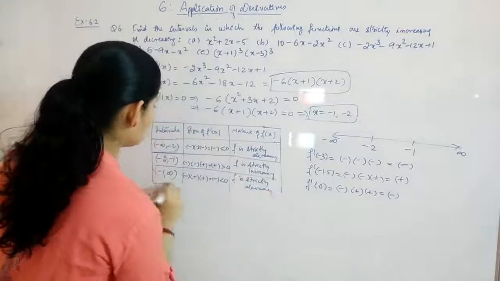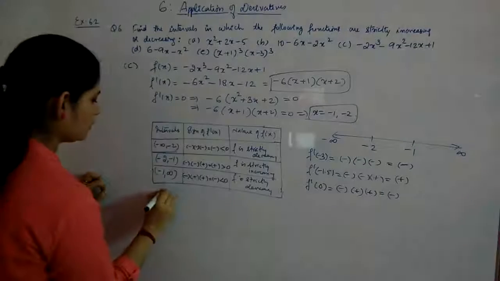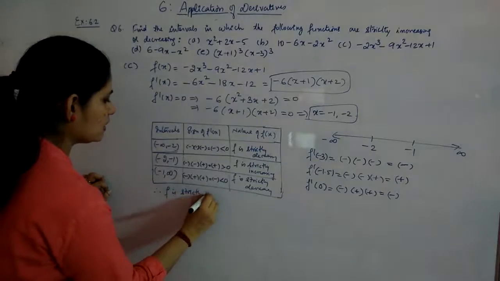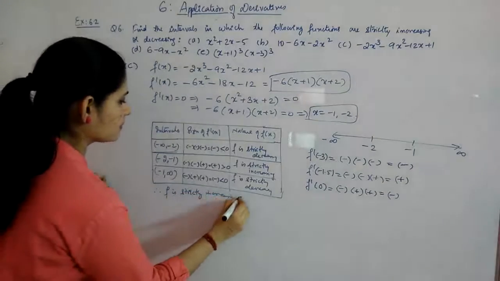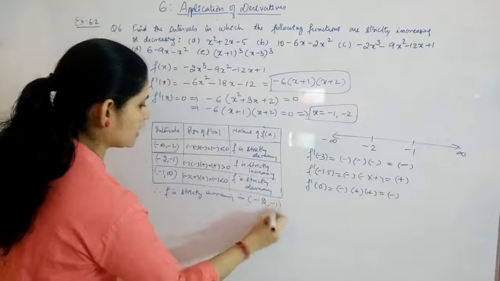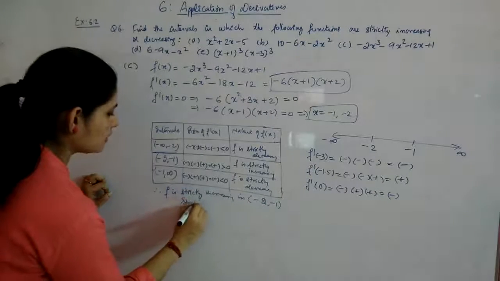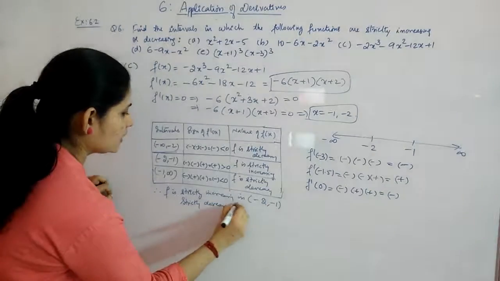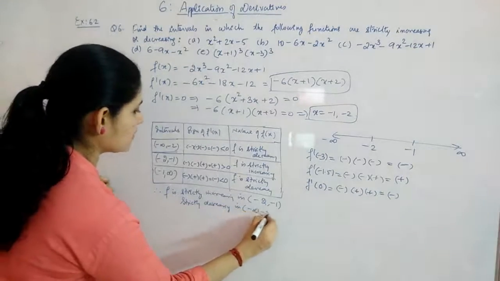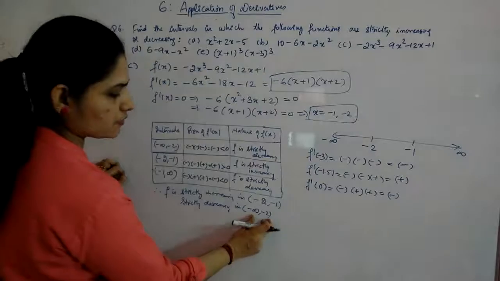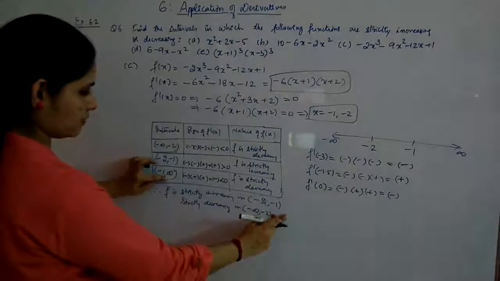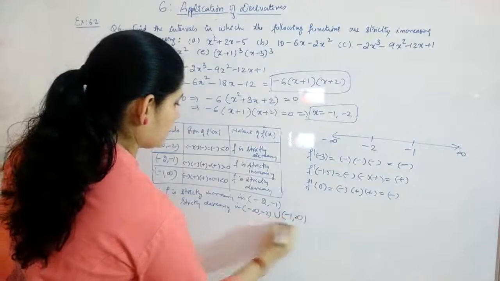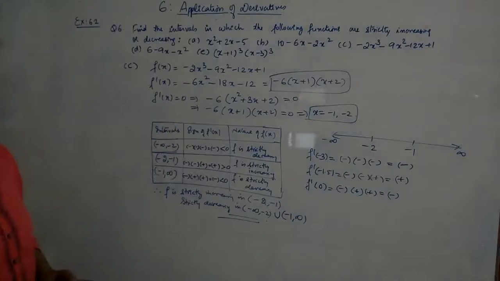Now we have to combine all the three. Therefore, f is strictly increasing in the interval -2, -1 and strictly decreasing in the interval -infinity, -2. Either you can write -infinity, -2 and -1, infinity, or you can say in between the union sign, -1, infinity.